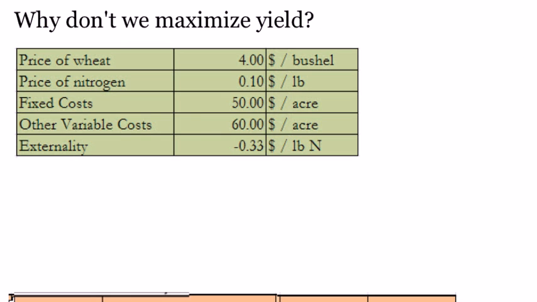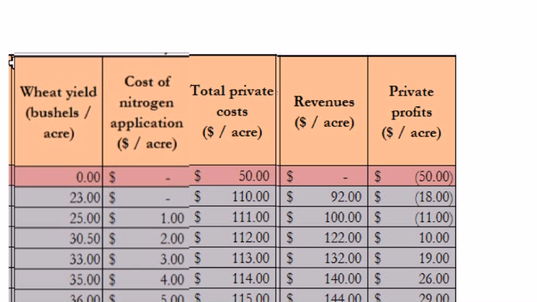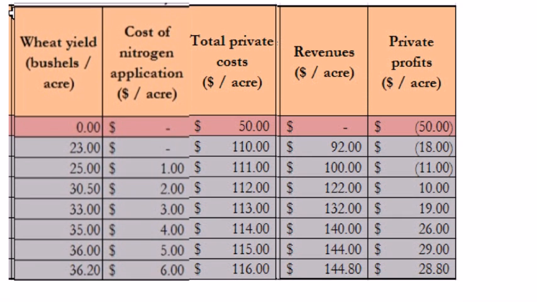To see this, let's go back to this table here. And if this table is unfamiliar to you, you need to go back and see previous videos. We saw that maximum profits were here at 29, where we produce 36 bushels per acre. Now we want to ask, why is it that profits fall when we produce more wheat per acre?